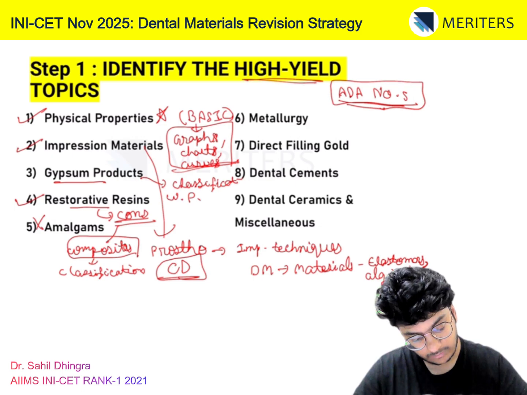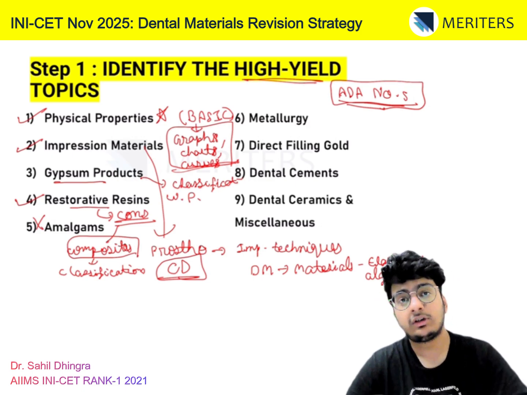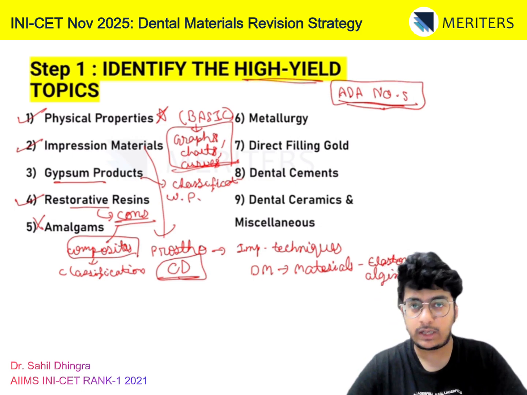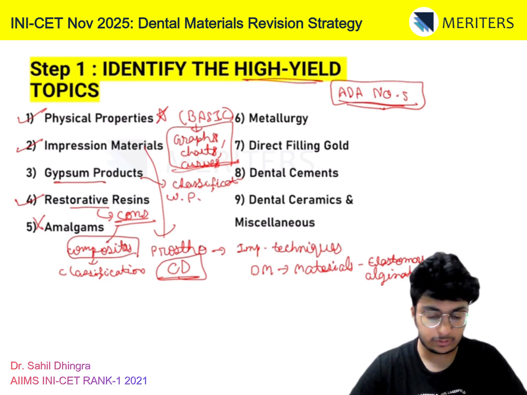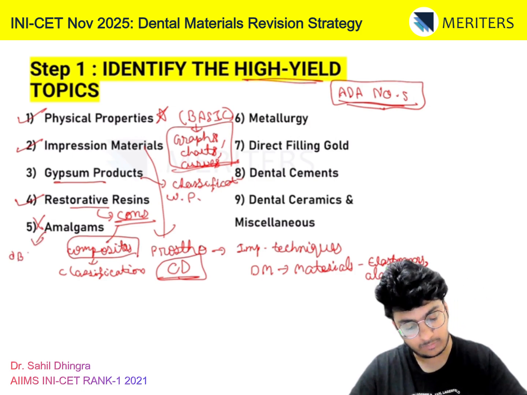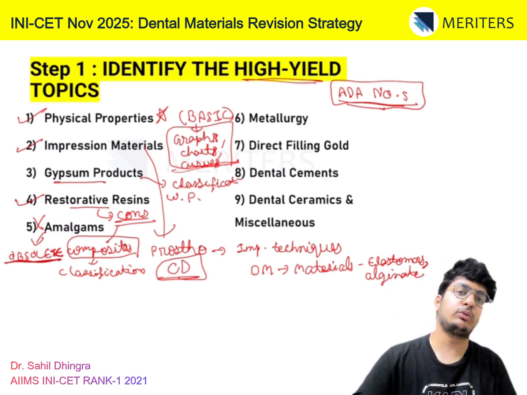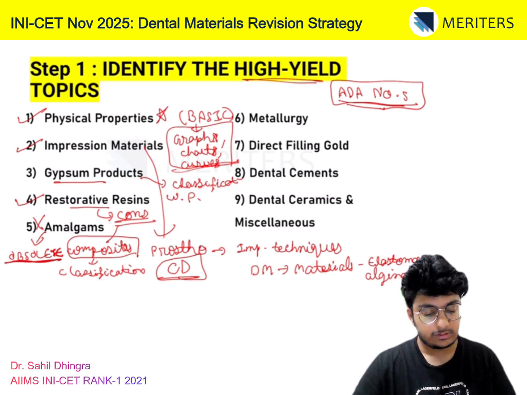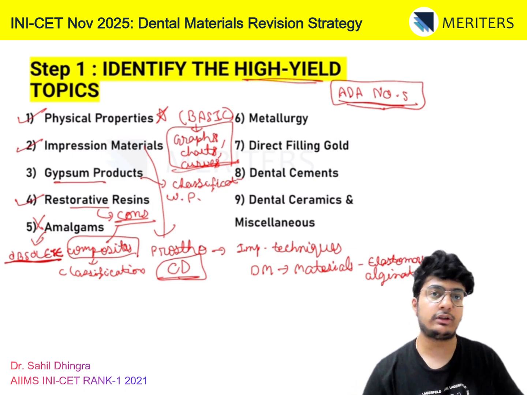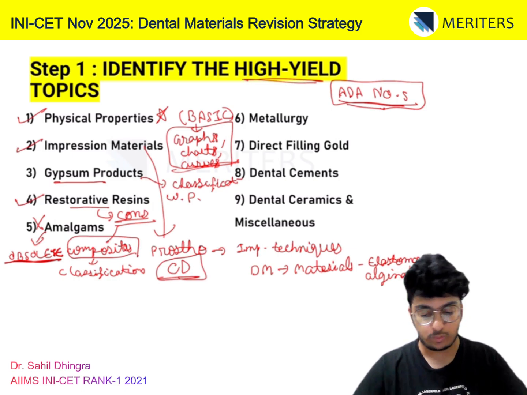Then amalgam is not very important now. So you can leave out amalgam specifically for AIIMS because AIIMS mostly focuses on recent technology, recent advances. Amalgam has become totally obsolete now from the market. Even from clinical practice, only those who purchased it many years back are using it. But even the clinical practice is not using amalgam anymore.